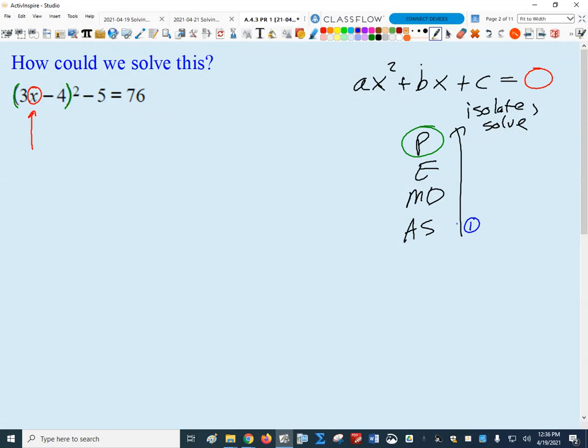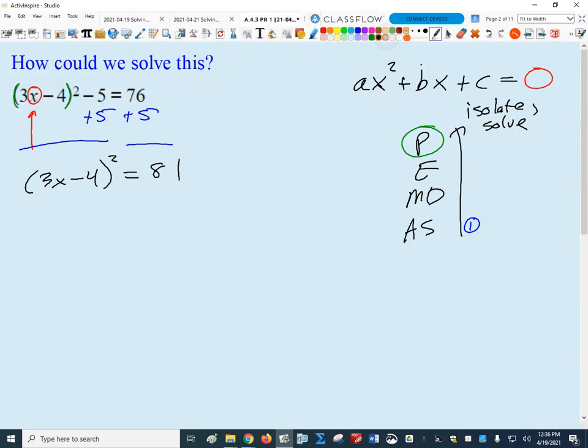Is there any addition or subtraction outside of the parentheses we need to get rid of or undo? What is it? Okay, so we got to undo subtracting 5. Well, how do we do that? Add 5 to both sides. Okay, good. And that's going to give us the quantity 3x minus 4 squared equals 81.